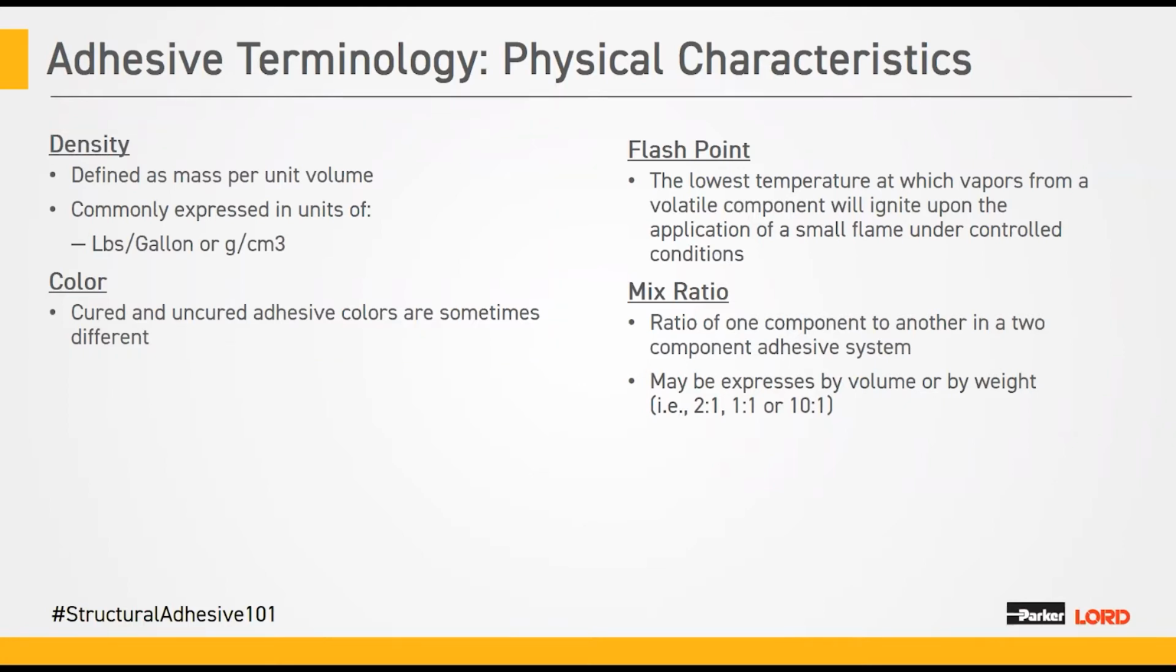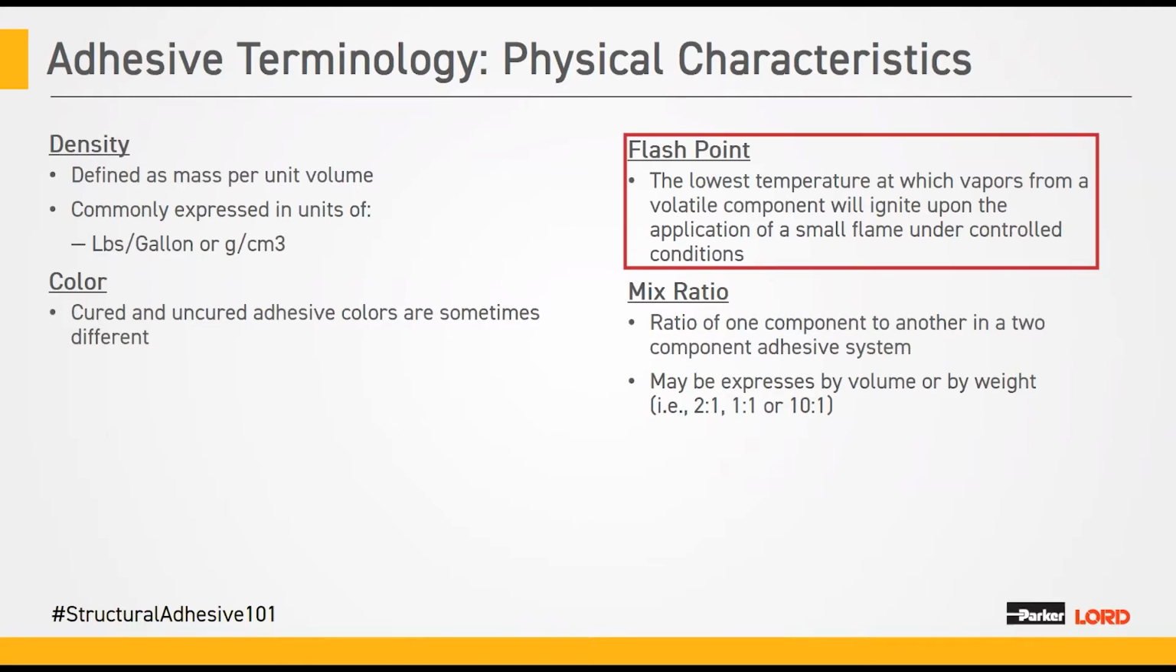Flash point is the lowest temperature at which vapors from a volatile component in the adhesive would ignite when exposed to a small flame under controlled conditions. Oftentimes this is listed on the technical data sheet and also the safety data sheet. Many times this is what a manufacturer will use when considering bringing an adhesive in and where it would be situated in the plant, potentially next to welding sources or open flames or sparks.